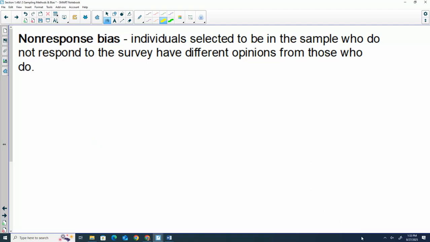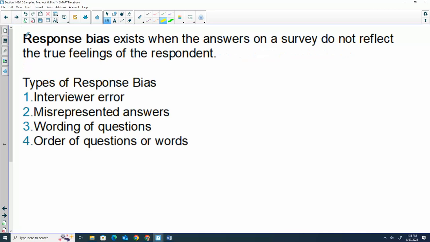Non-response is when the people that don't respond have an opinion. Response is when they answer the survey but it doesn't reflect their true feelings. And I did list a few of those there.